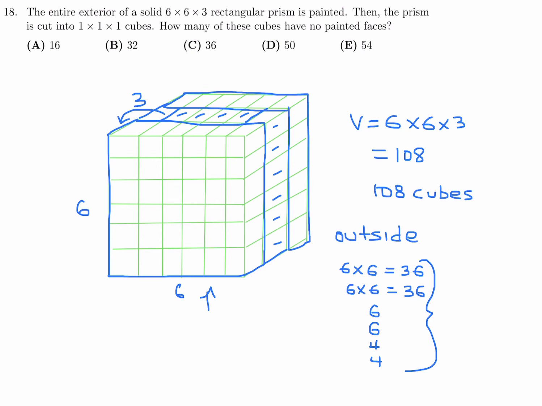So what is that? 72 plus 20, right? So that's 92. So 92 will be painted. Okay, well if 92 are painted, and there's 108 that are total, the ones that are not painted are 108 minus 92, and that is 16. So number 18, the answer is 16, and that is choice A.